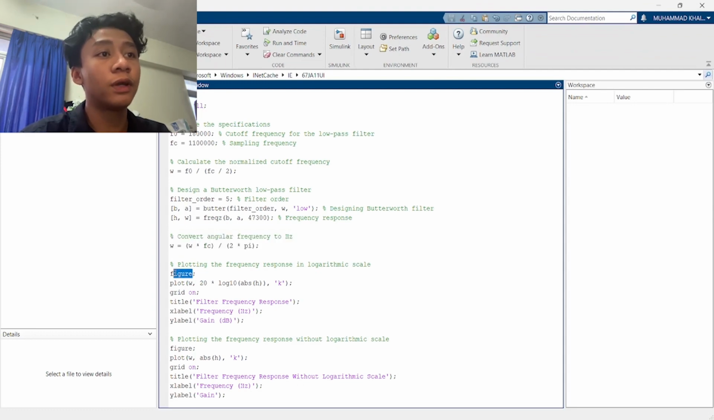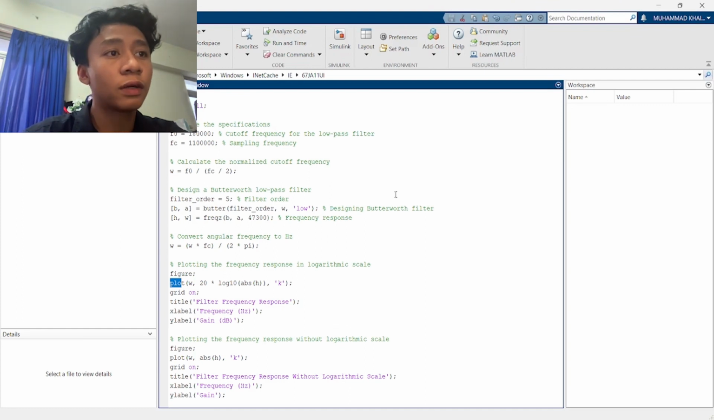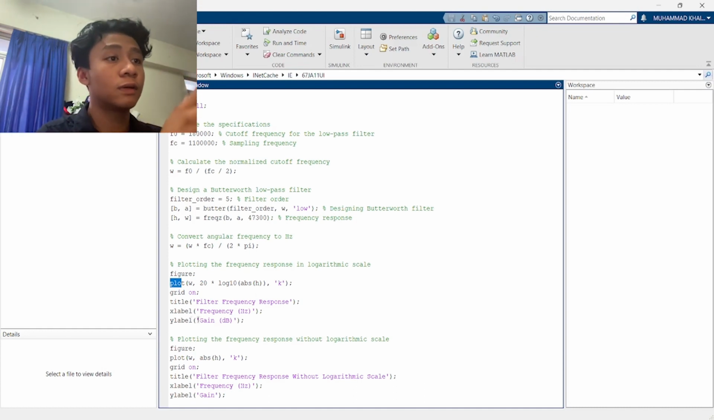So now we start to plot the frequency response in log scale using a figure function, and we plot W for the x-axis, and Y is 20 log ABS-H for the gain. ABS is the function that returns the absolute value of each element of H. With the grid on, I also put the title of the plot for easier understanding, and label the X label as frequency and the Y label as gain.